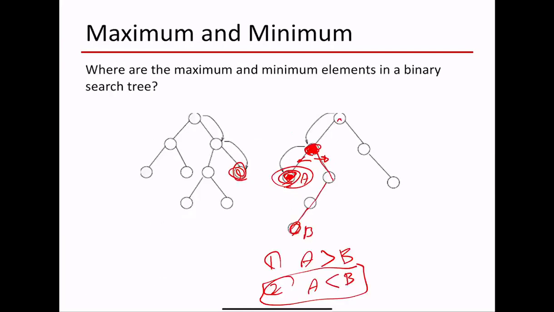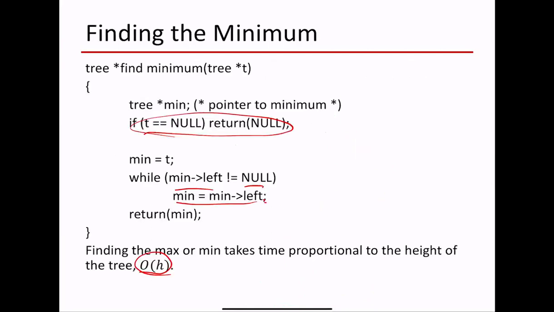Where is the highest, biggest value of this tree? Keep going to the right, keep going to the right. You don't need to check on the left, so you only go to the right. Keep going to the right, and then there's the max value. Keep going to the left gives you the minimum value.